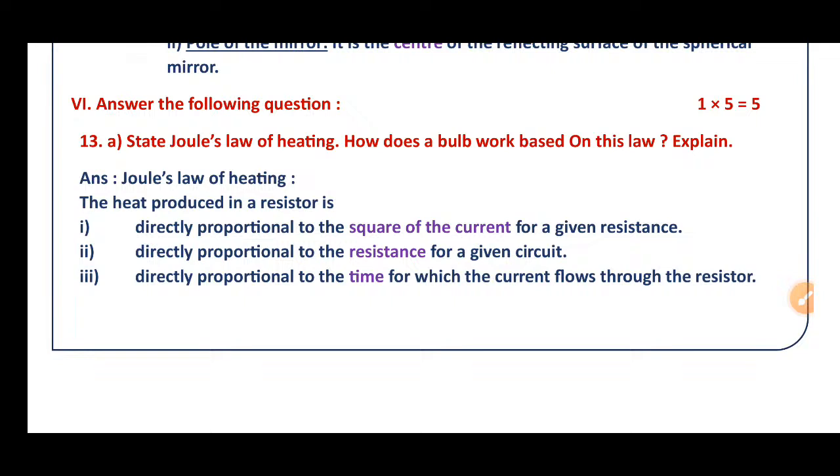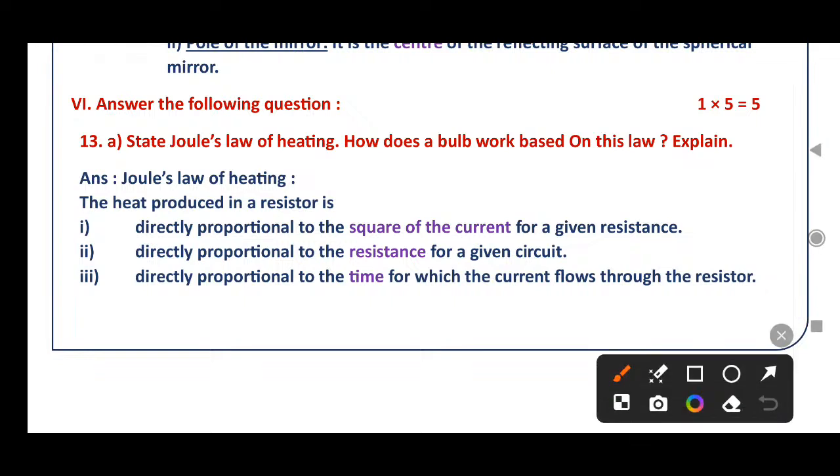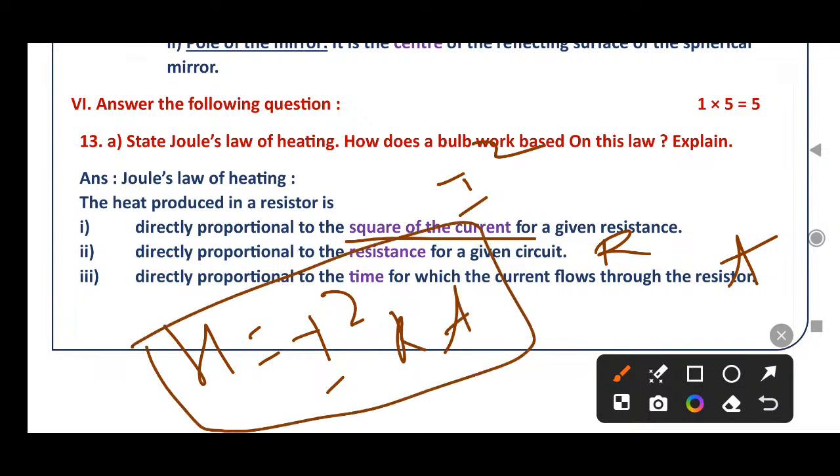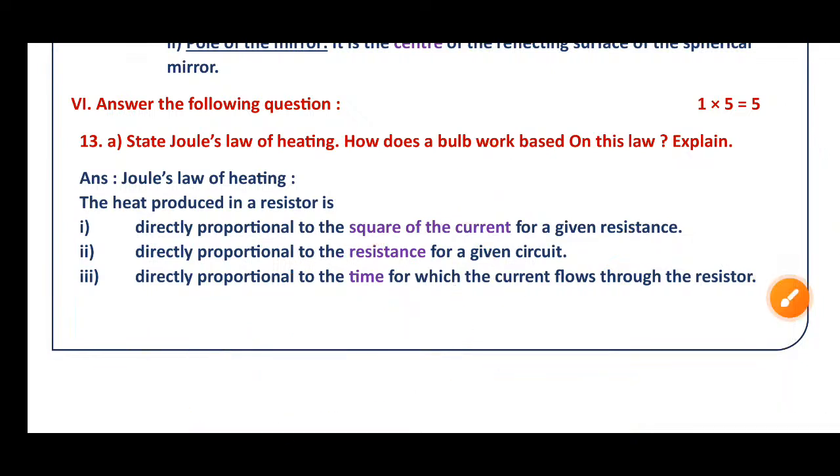Okay. How? See. Joule's law of heating: heat produced in a resistor is directly proportional to the square of current for a given resistance. That's I square. Directly proportional to resistance. That's R. Directly proportional to time for which current flows through the resistor. That's T. Okay, that's why H is equal to I square RT. This is the Joule's law equation or formula.